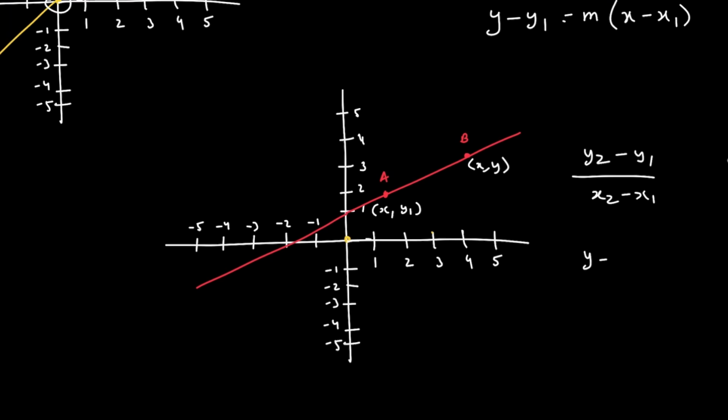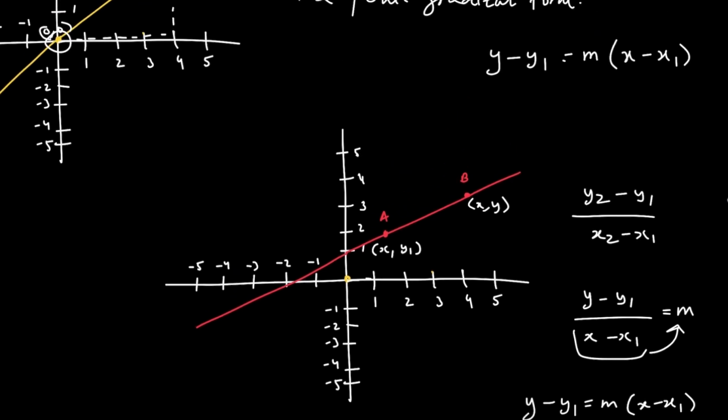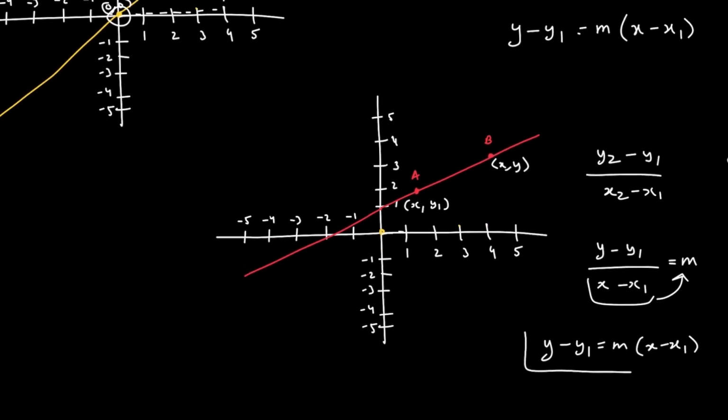Now we can substitute this for the two coordinates that we have right now and say that y minus y1 divided by x minus x1 is equal to m. After getting it in this format, we can then rearrange and bring x minus x1 to the other side, and we will get y minus y1 is equal to m times x minus x1, which is the form that we just saw.